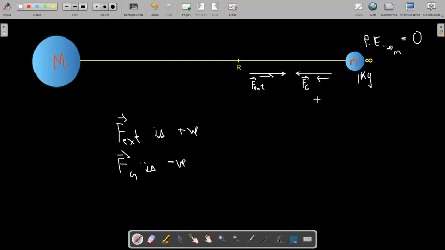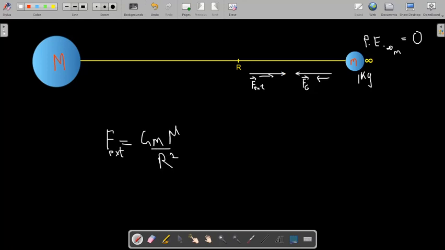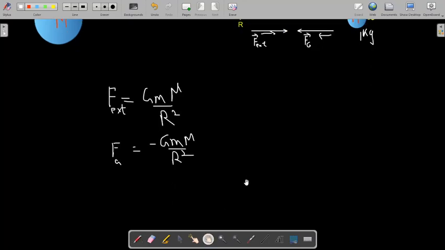These are equal in magnitude, that is, the external force is GMm upon r squared. And since these are equal in magnitude but in opposite direction, the force of gravity will be minus GMm upon r squared. Okay, so we got this.